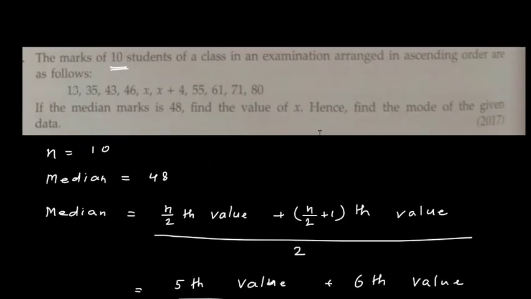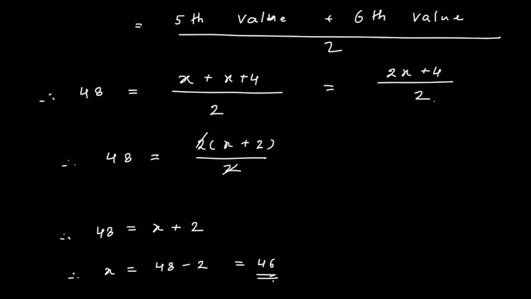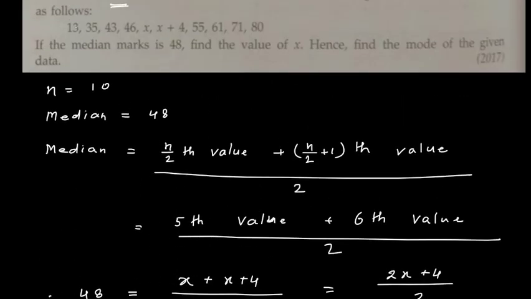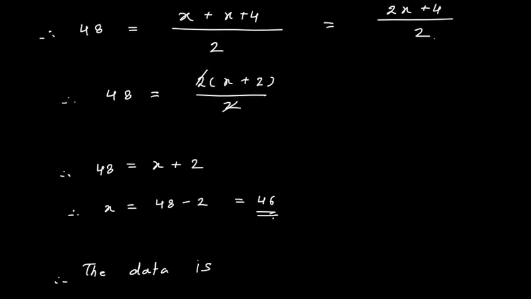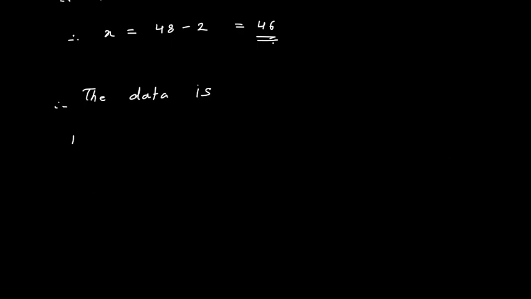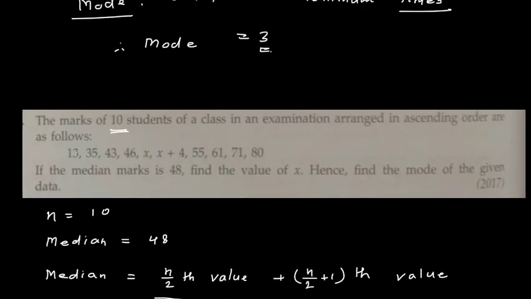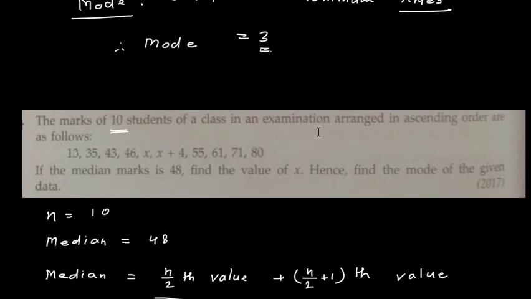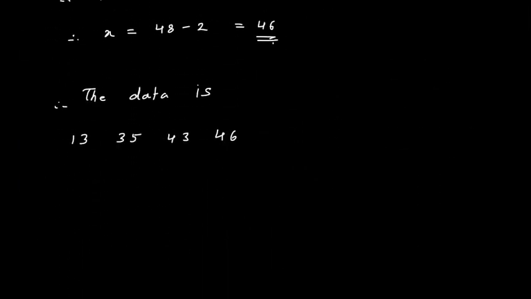Now again we will write the data and find which number is repeating the maximum number of times. So the given data is: the first value is 13, 35, 43, 46, then we have 43, then we have 46. After 46 we have X, which is again 46.